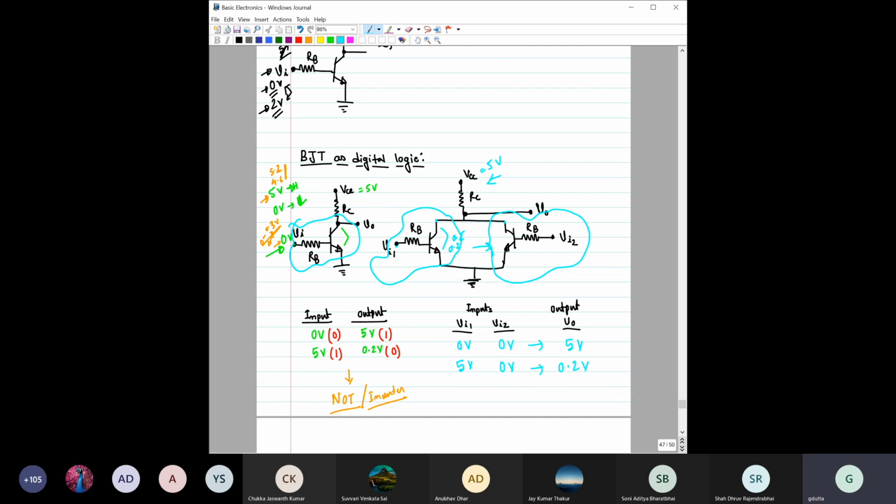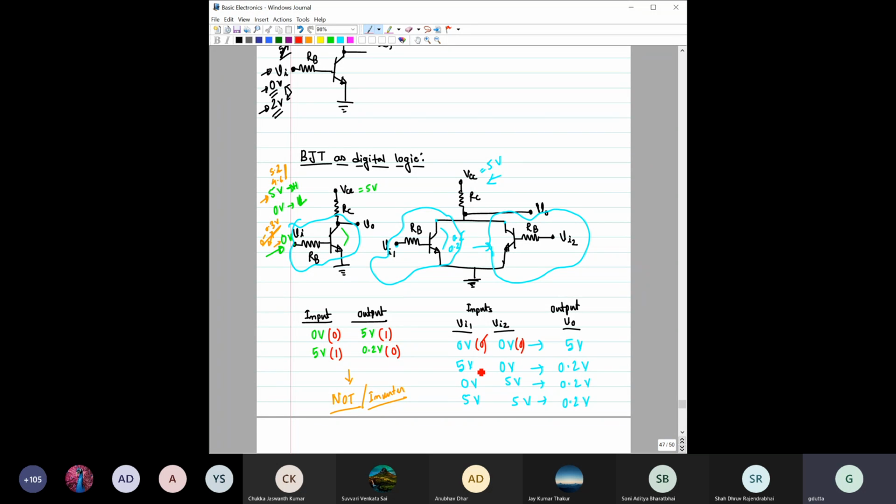Similarly, you can guess that when you apply 0 volt and 5 volt, you will also get 0.2 volt. When you apply 5 volt and here 5 volt, then both transistors are on, both are at 0.2, so the output voltage would be 0.2, right? So if you now see in terms of logic, then we can write here 0.